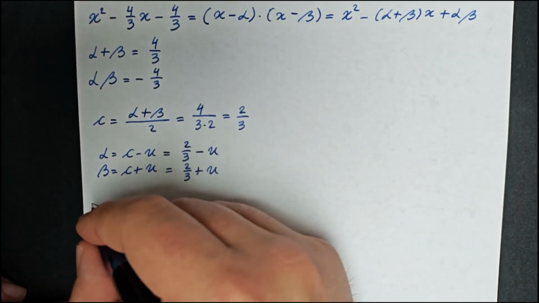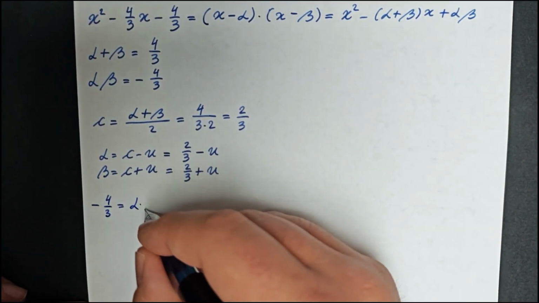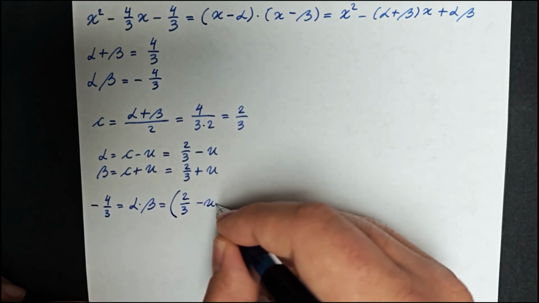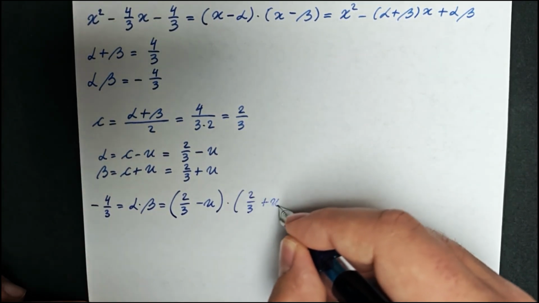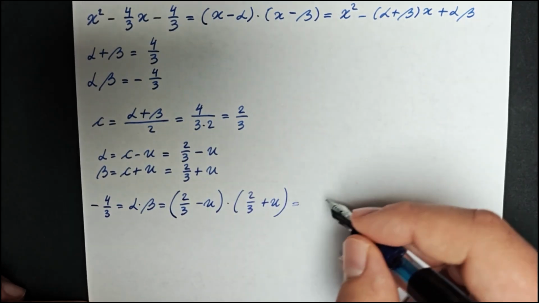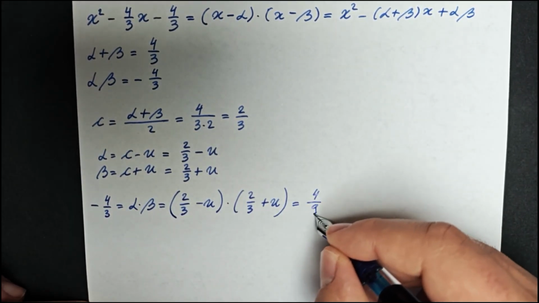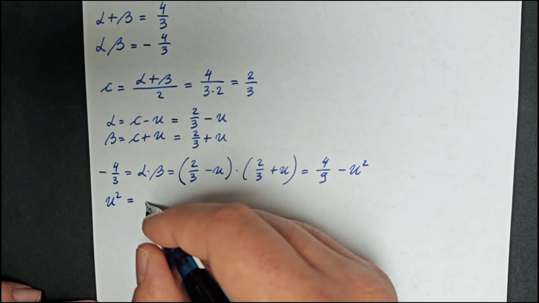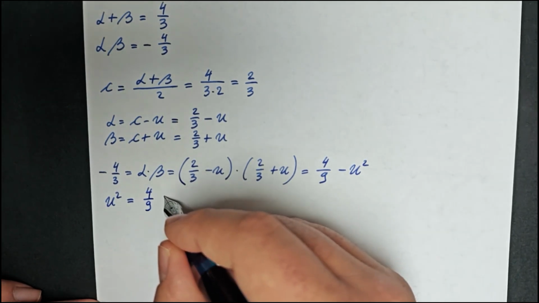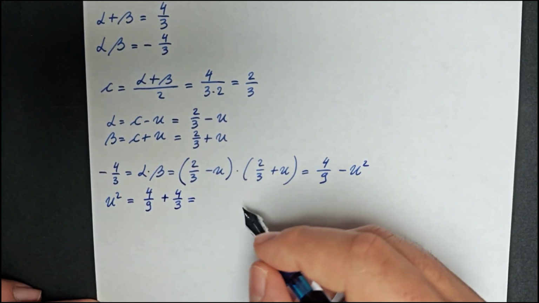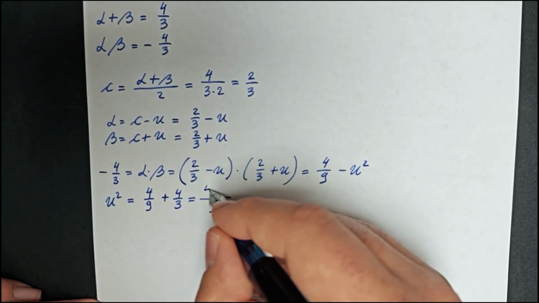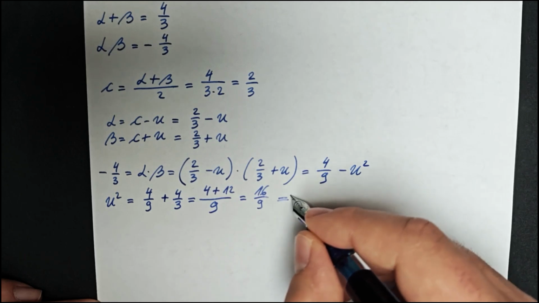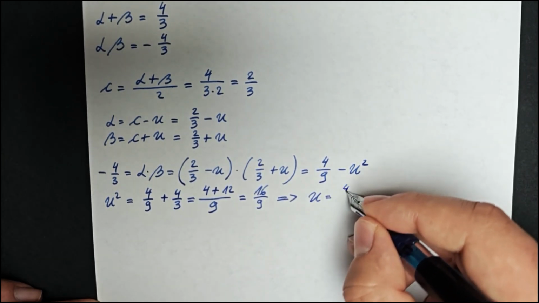The second equation, negative 4 over 3 is equal to alpha multiplied by beta, is going to provide us that 2 over 3 minus u multiplied by 2 over 3 plus u is negative 4 over 3. So this is equal then to 4 over 9 minus u squared, and then u squared is going to be equal to 4 over 9 plus 4 over 3. This is going to make us 9 in common, so 4 plus 12. So this is equal to 16 over 9, which will give us the value of u to be 4 over 3.